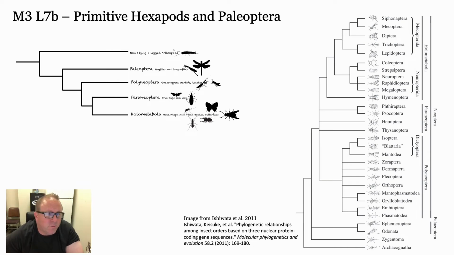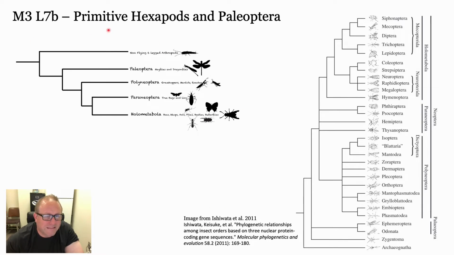All right, here we go for Module 3, Lesson 7b, where we're going to talk about the primitive hexapods and Paleoptera. We're going to focus here on the non-flying six-legged arthropods and Paleoptera, the mayflies and dragonflies. We'll go through the critical orders that are there, as well as the characteristics of those orders. And we're going to look at a few different phylogenies.